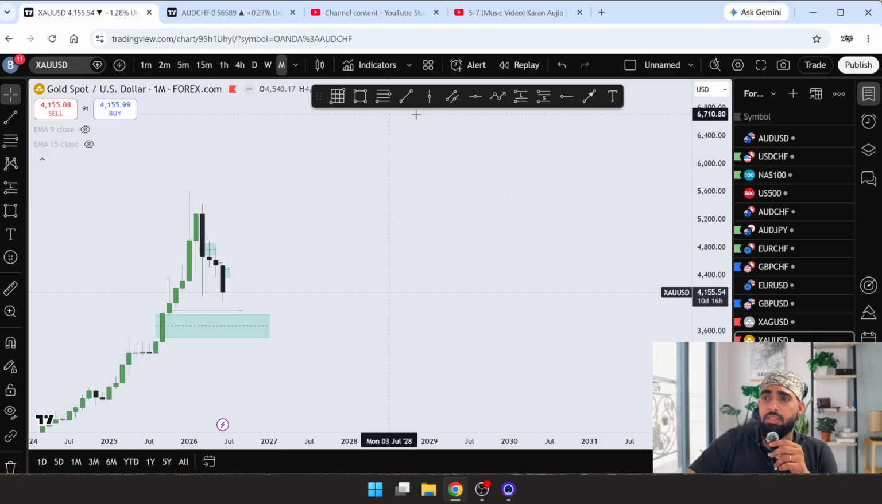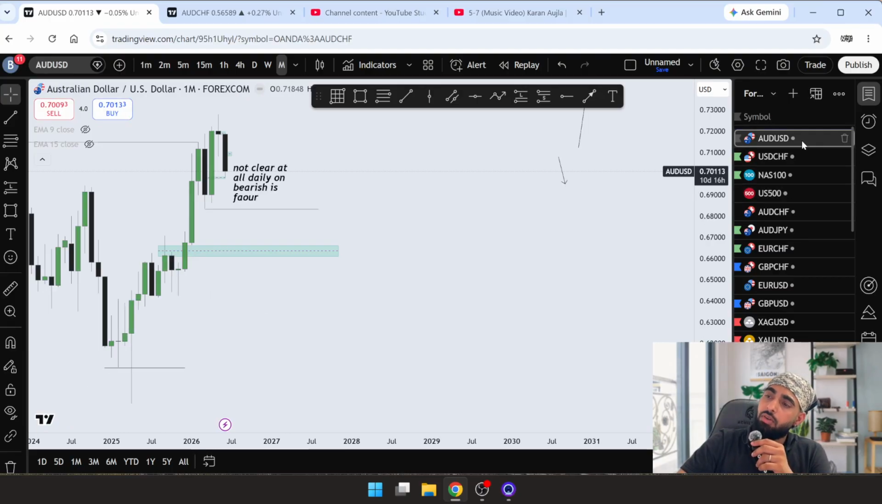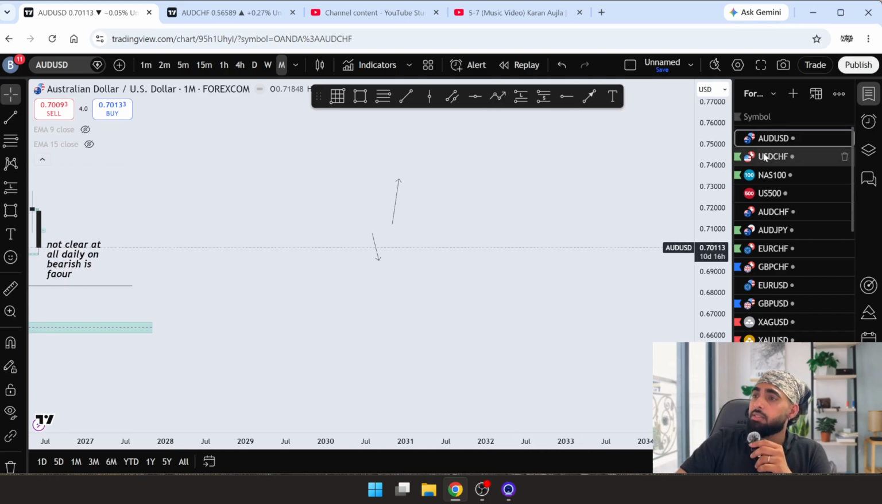The first thing is there are so many pairs here: AUD USD, CHF, NAS100, so many different pairs. What are these pairs? For example, if you open AUD USD, this means Australian dollar. Don't look here, guys, just focus where I'm showing you. AUD USD means Australian dollar versus US dollar. If we are buying AUD USD, that means the Australian dollar is going up, and we are betting against USD, meaning USD is going to be bearish. This is the basic simple explanation of these pairs, and these are different markets.